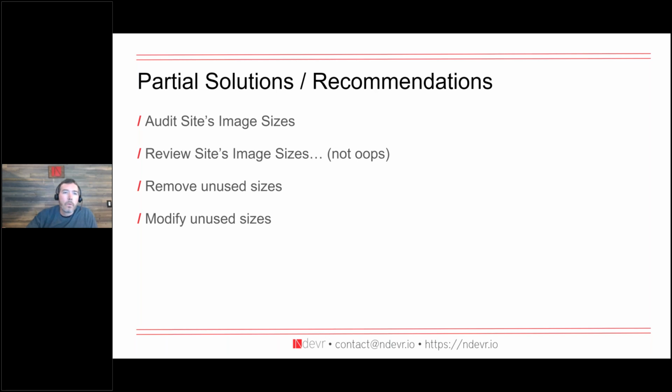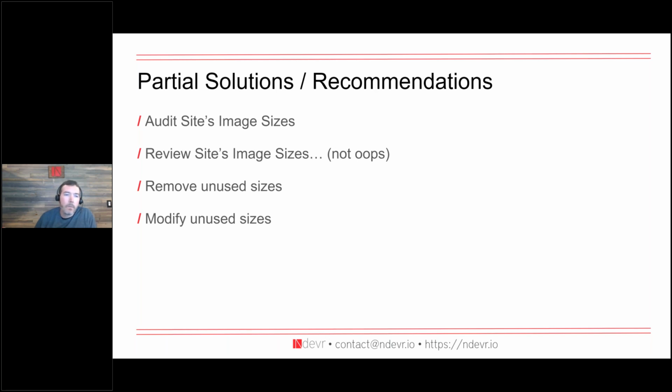So I'm going to go through a partial recommendation, or partial solution. And by partial, this will help some things, but we've implemented these and still have problems. But the first thing you can do is audit the site images. That sounds bigger than it is. Really, it's figuring out what sizes are being generated and deciding if you actually need them, and I'll show you how to do that.